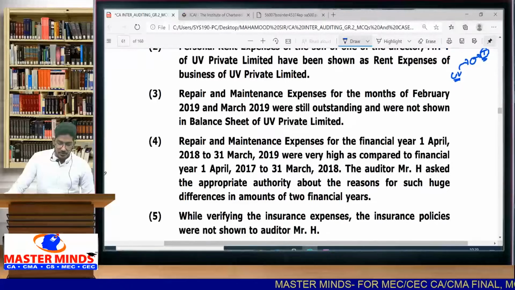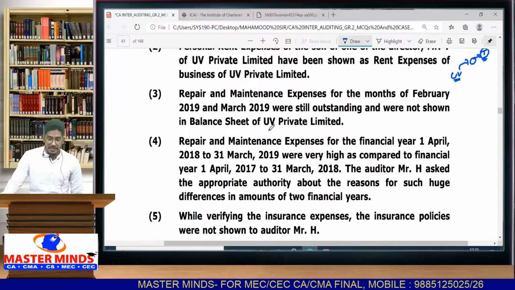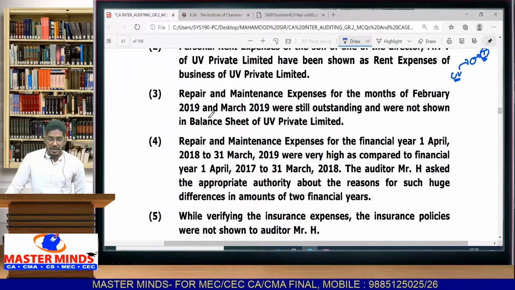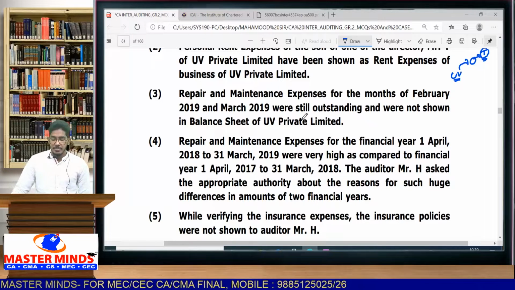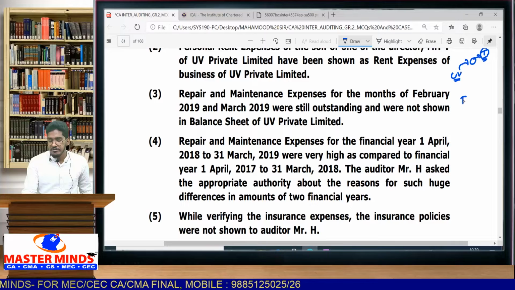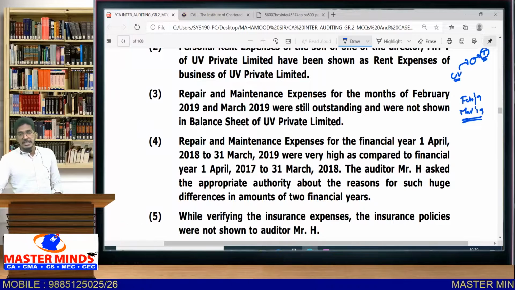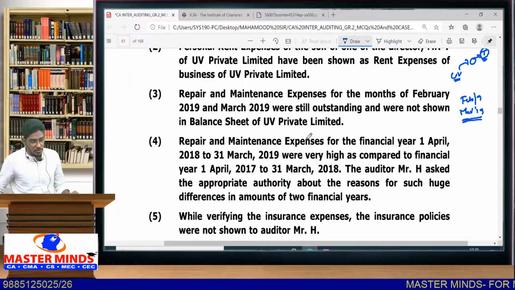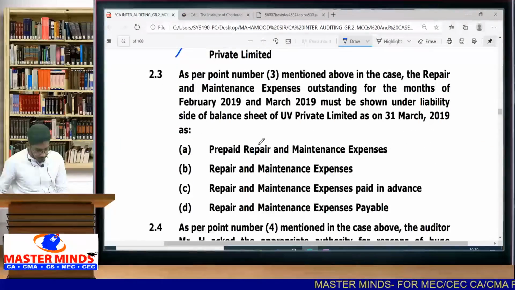Point number 3. Repair and maintenance expenses for the month of February 2019 and March 2019 were still outstanding and were not shown in the balance sheet of UV Private Limited. So what they are telling is, there are some repairs and maintenance expenses you have not paid for the month of February 2019 and March 2019. If you have not paid, how do they have to be shown? They have to be shown as a liability, right? Outstanding expenses payable. Yes or no? Right? So now let us read the relevant question 2.3.